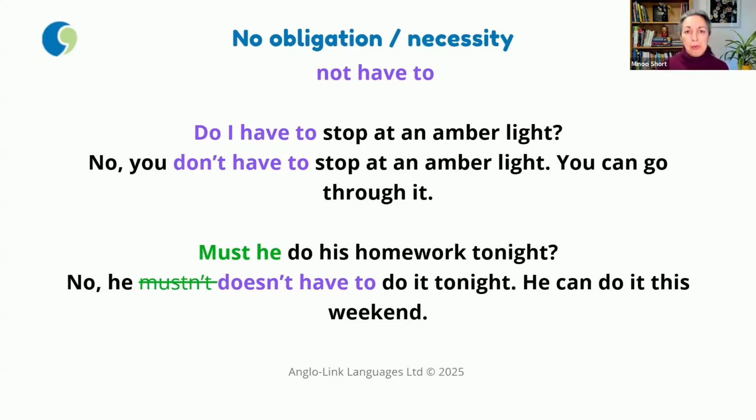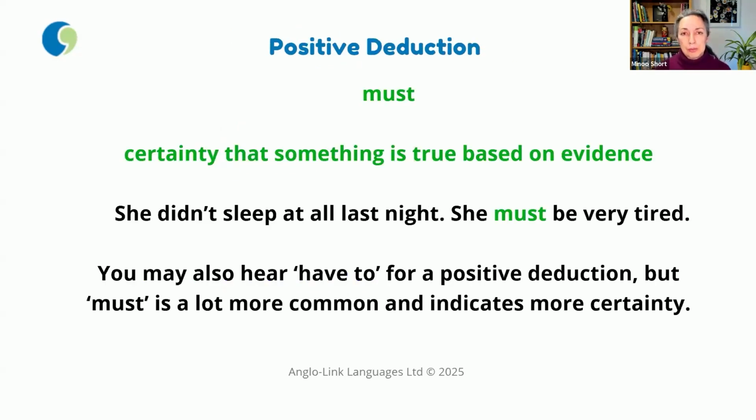Now, that's a very important thing to remember. Whether you are expressing an obligation or a necessity not to do something, that's with mustn't, and whether you are removing an obligation or a necessity, that's then with the verb have to, not have to. You must remember that.